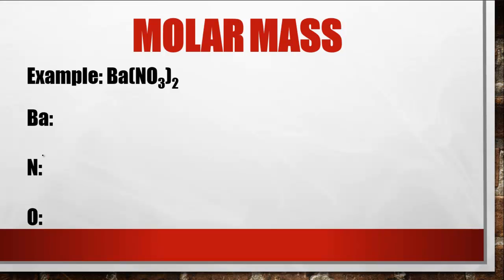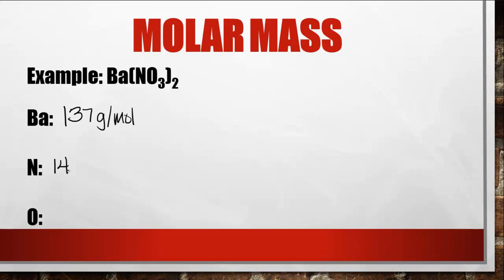So let's look at the example Ba(NO3)2. To find the molar mass of this molecule, we are going to break it up into its individual parts. So we're going to pull out our periodic table and we are going to look up the atomic mass, which we are now going to call the molar mass, of each of these elements. So first we find Ba. We look it up and round the answer, and we get 137 grams per mole.